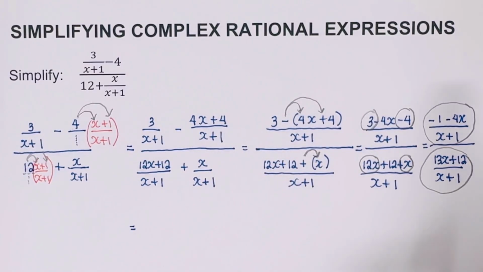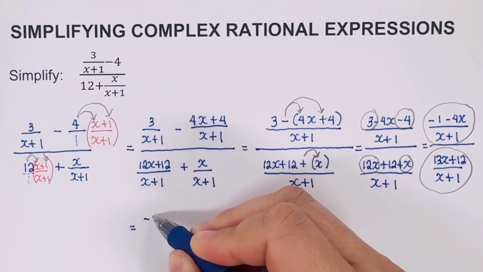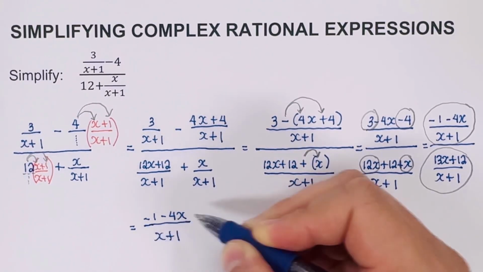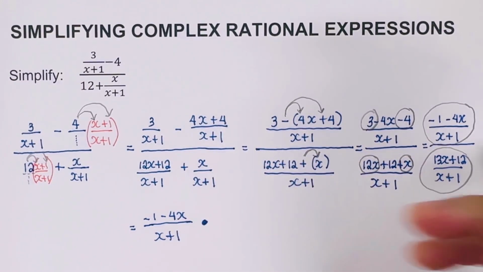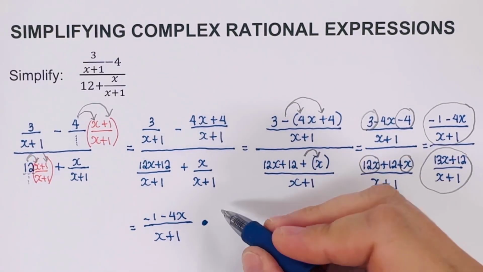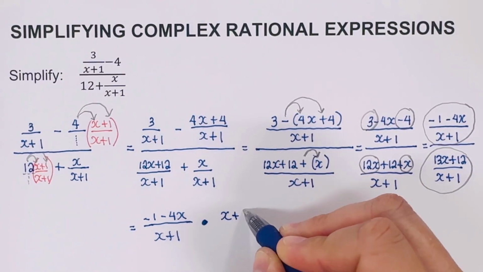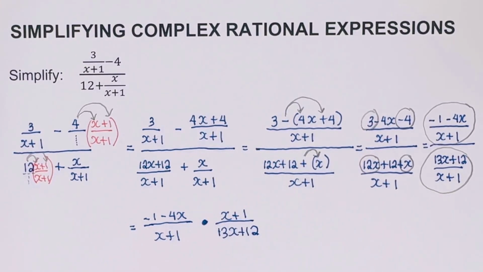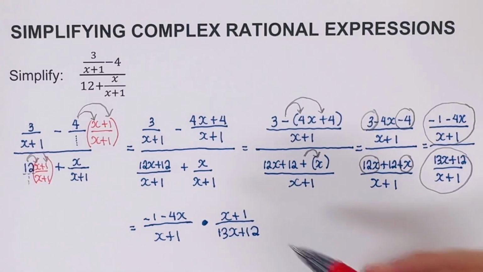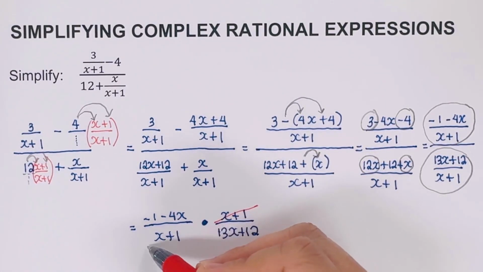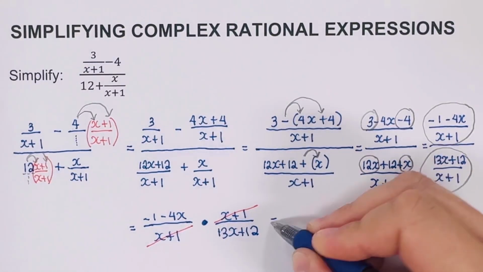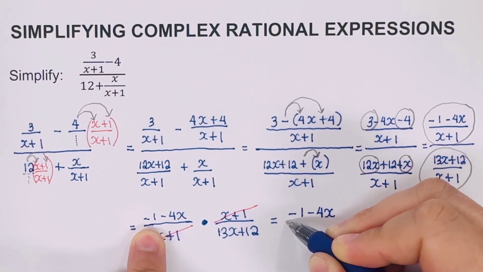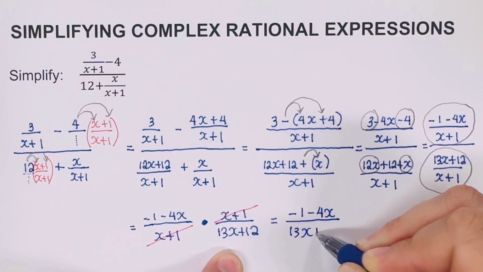To do this, we are going to copy the numerator, which is negative 1 minus 4x over x plus 1. And we are going to flip the denominator and we multiply across, which in this case, our x plus 1 is going to go as the numerator, and then the 13x plus 12 will go to the denominator. Now looking at this, we can go ahead and cross out x plus 1 and x plus 1. So this would come out. That would be the leftover on the numerator is negative 1 minus 4x over 13x plus 12.